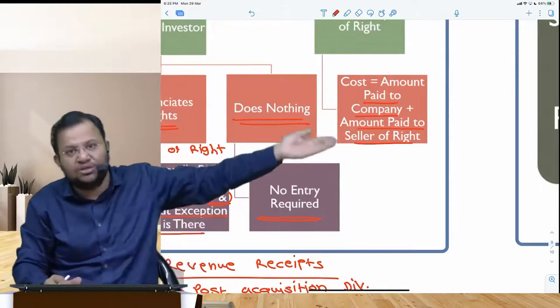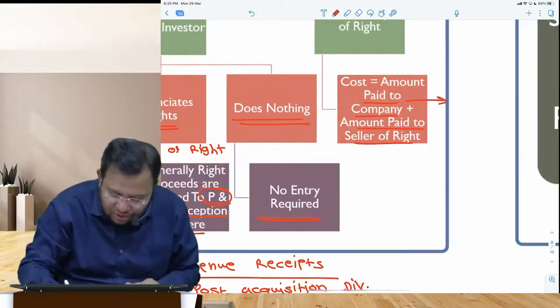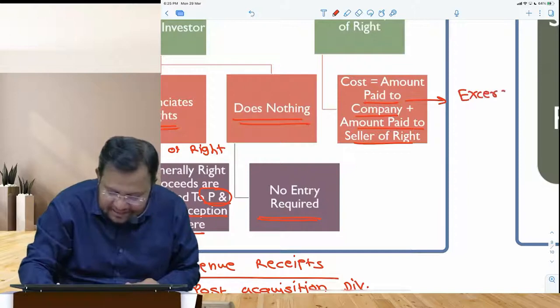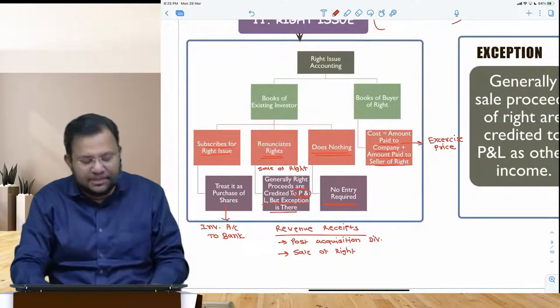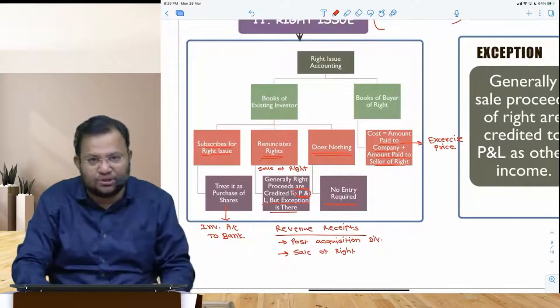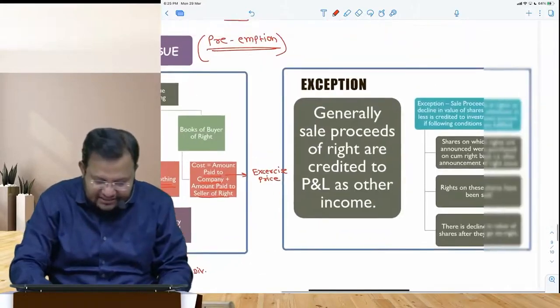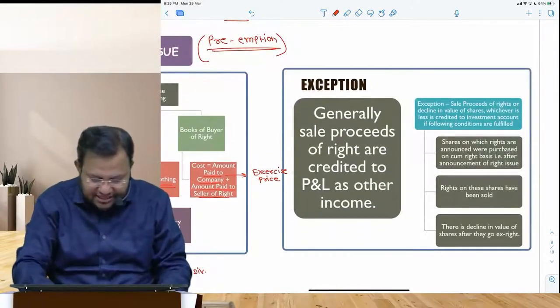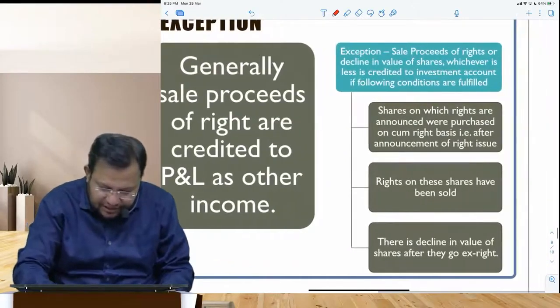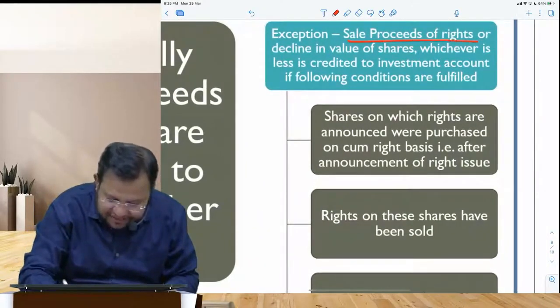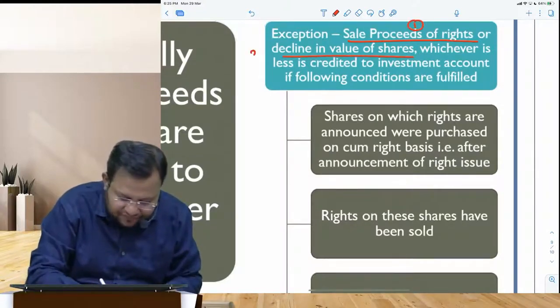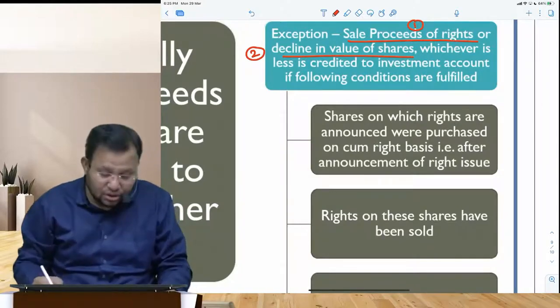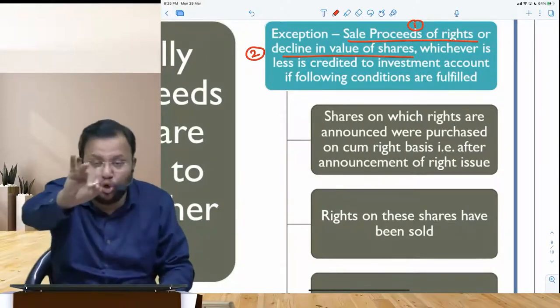So he pays something to the company. What you pay to the company is known as exercise price. Exercise price, the price at which you can buy the shares, and amount paid to the seller. So as I told you, generally the proceeds from sale of a right are credited to profit and loss account. There does exist an exception. Exception is sale proceeds of right. This is first amount. Or decline in the value of shares. This is second amount. Whichever of the two is low.